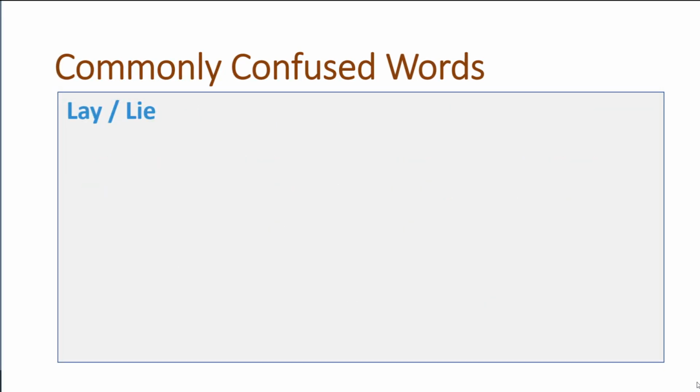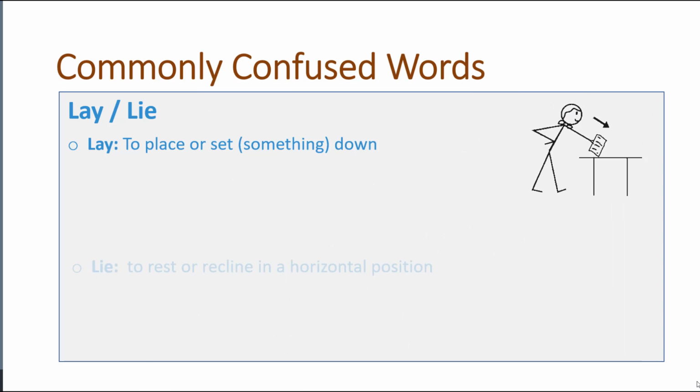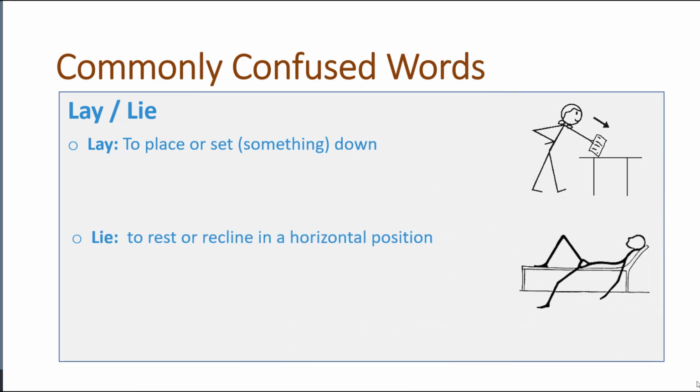Lay and lie. We could do an entire Turbo tutorial on lay and lie, but we'll try to explain any confusion these words can cause in a single slide. Lay is a verb that means to place or set something down. Lie is a verb that means to rest or recline in a horizontal position.